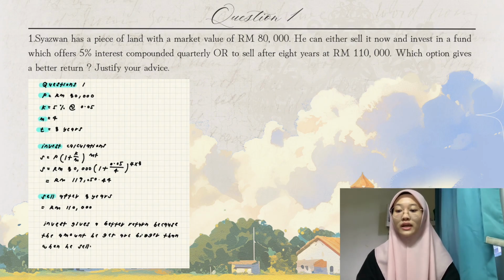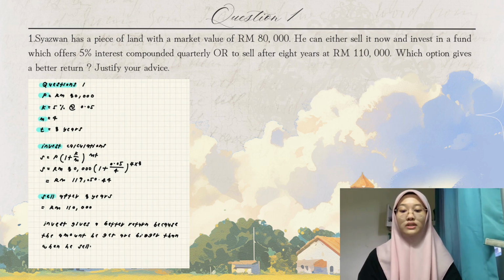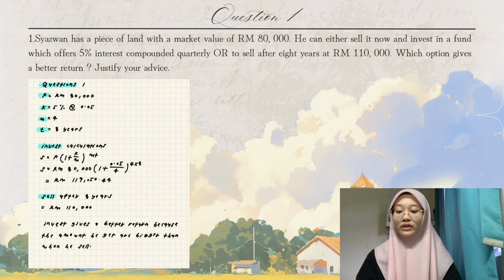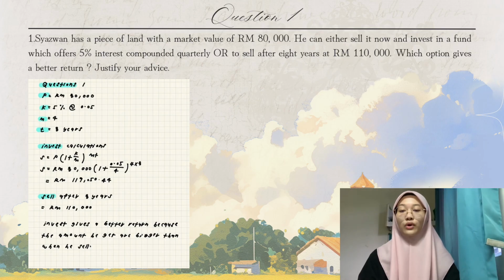For question 1, the present value is 80,000 ringgit. K is 5%, M is 4 because the question says compounded quarterly, and T is 8 years. So the question asks whether to sell it or invest, whichever gives a better return. For the invest calculation, we can use this formula, which is S equal to P(1 plus i) to the power of n. So you need to substitute all the amounts into the formula and you will get the answer 190,050 ringgit and 44 cents. And for sale, the amount is already provided in the question, which is 110,000 ringgit. After we compare the amounts, we can see invest gives a better return because the amount that we get is bigger than when we sell.